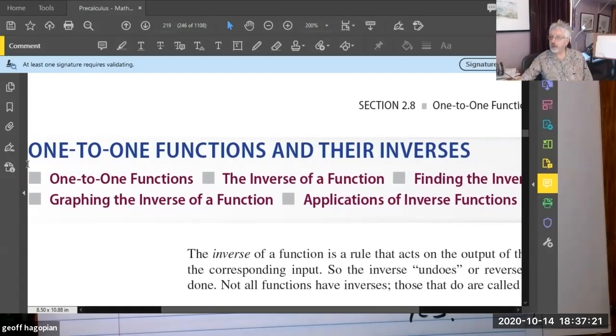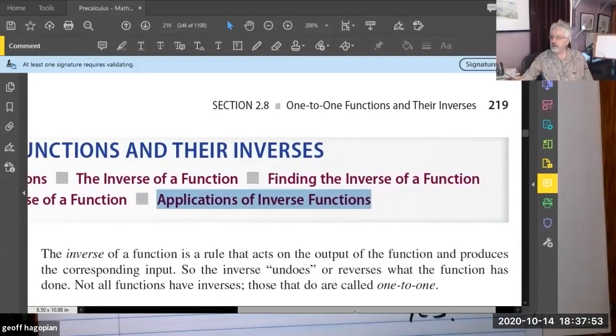So we're going to talk about what it means to be a one-to-one function. Then we can talk about the inverse of the function. Then we'll talk about how to find an inverse function. Then we'll talk about the graphs of functions and their inverses. And then maybe some applications, because they're so much fun. And plus, what's this good for? Well, it's good for applications. It's good for just thinking about stuff too.